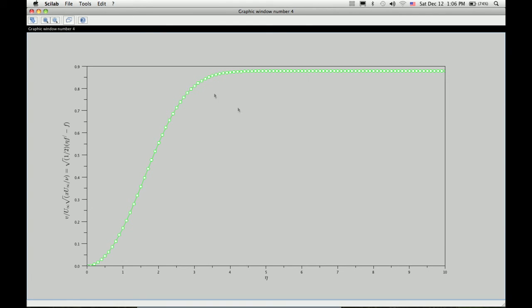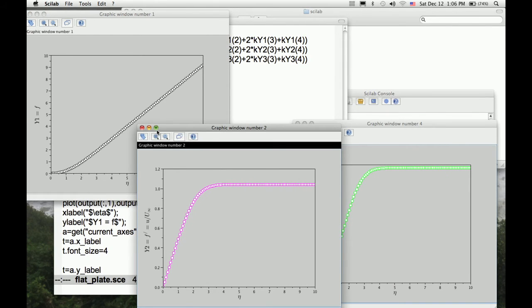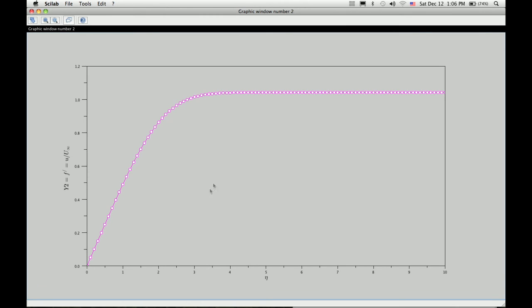Now, to draw your inference, let us go back to this plot. All you have to do is take the values of eta from here, the corresponding values of f dash from here, and plot it for different x and y locations.